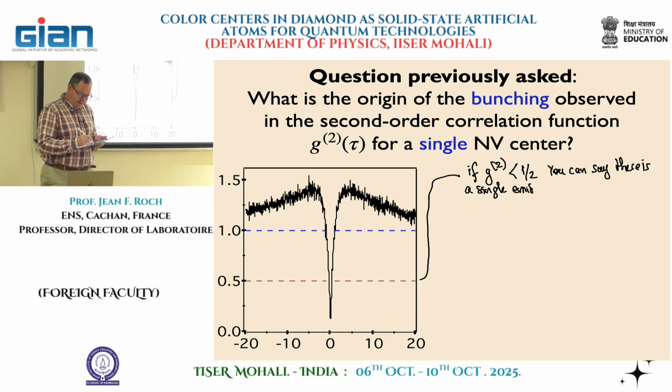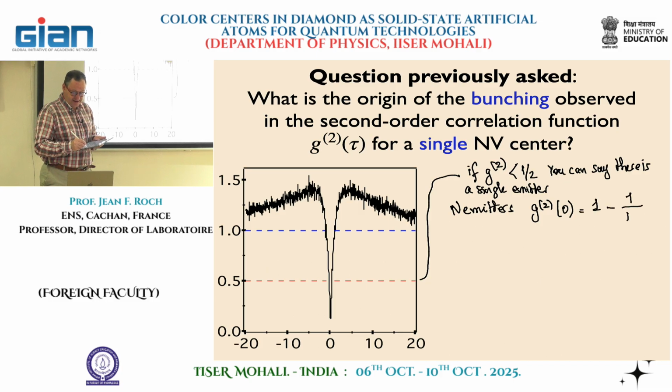And the reason for that is the fact that for n emitters, G2 at time tau equals 0 is 1 minus 1 over n. Okay, so if n equals 2, then I have 1/2. So it's a kind of basic threshold, okay? And that tells us that if I measure here a level of 0.2, let's say, I'm clearly below that, and I can definitely say we have a single emitter.